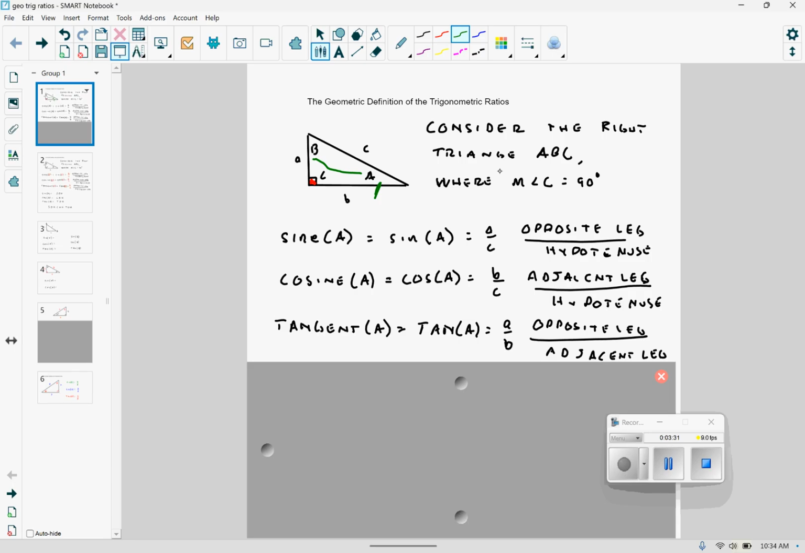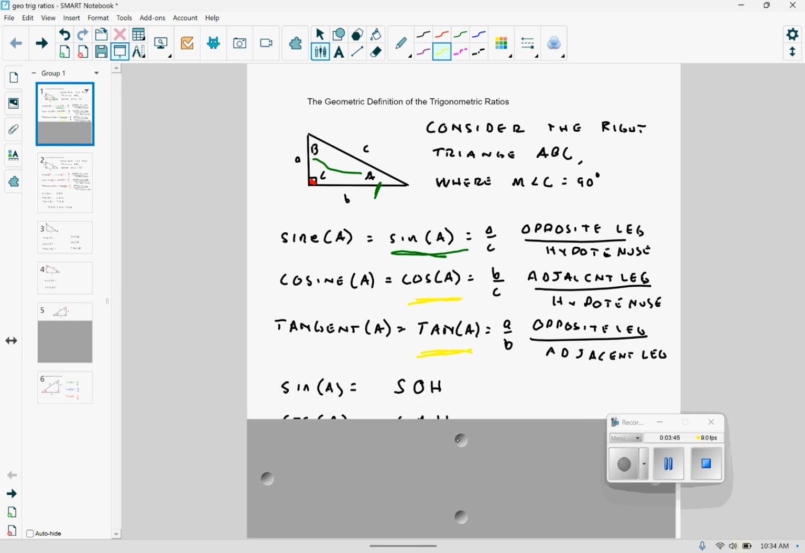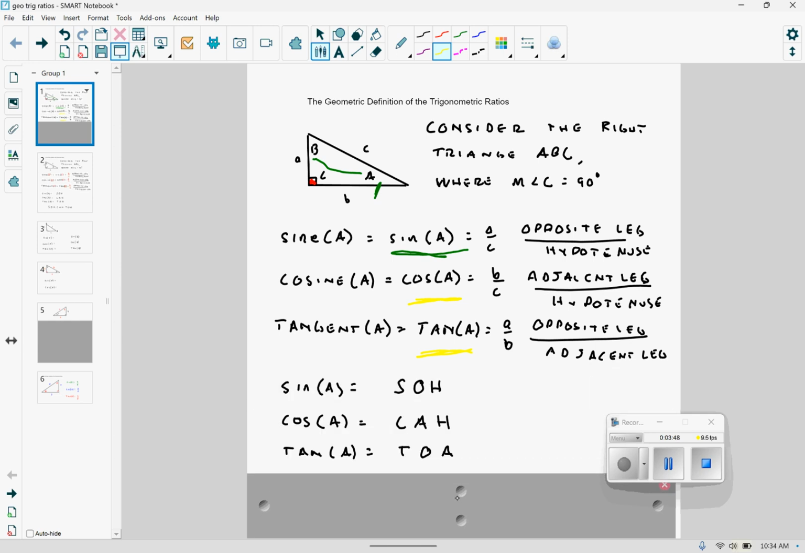And we want to be able to pronounce these appropriately. This is sine of A. Let me go yellow here. This is cosine of A, and this is tangent of A. Fairly straightforward. Okay, and then there's this mnemonic out there, SOHCAHTOA.